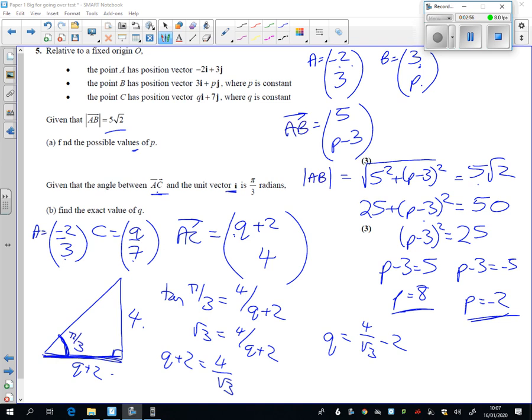Gives me that. I mean, that is an exact answer. Of course, there is a sort of different answer. If you wanted to times top and bottom by root 3, you could get 4 minus 2 root 3 over root 3. Or even 4 root 3 minus 6 over 3. Any of those would be fine. Just stop at the first one.